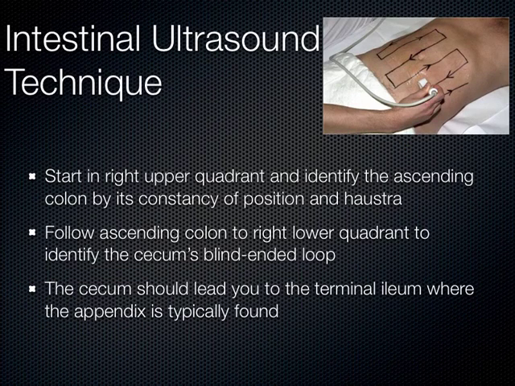And what we're going to do is something called mowing the lawn. What that means is we are going to start in the right upper quadrant and find the ascending colon. That's where it always is, right up there in the right upper quadrant. We can tell it's the ascending colon because it's got haustra. Recall that haustra are little indentations in the bowel wall that don't cross all the way across the midline to the other wall.